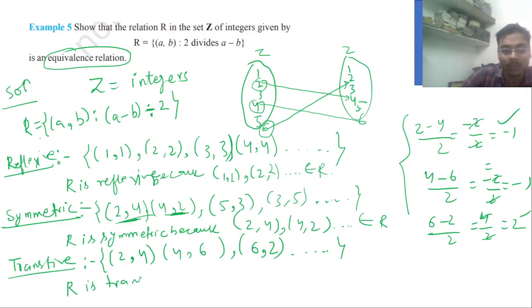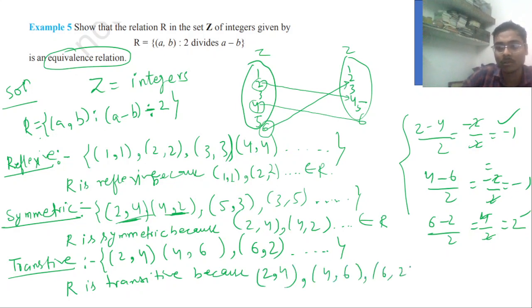R is transitive because the three pairs are present here, because 2 comma 4, 4 comma 6, 6 comma 2 belong to R. So since the relation is reflexive, symmetric and transitive, the relation is an equivalence relation.